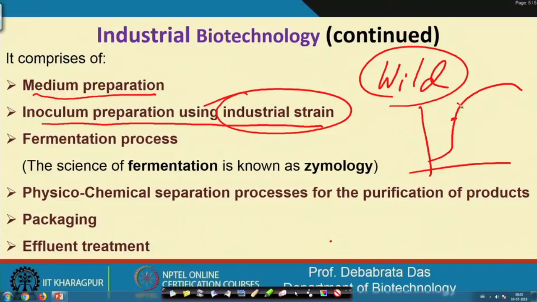So, the organisms are more or less active in the log phase. Whenever we prepare any kind of inoculum for the fermentation process, we should use the organism from the mid log phase to late log phase. I can explain here like this. Suppose this is a growth cycle. This is the mid log phase, this is the late log phase, and this is the stationary phase.